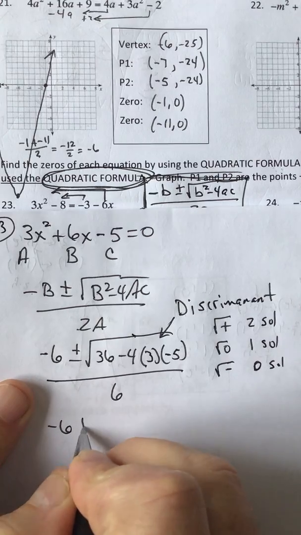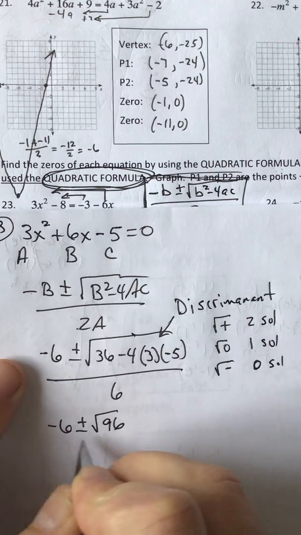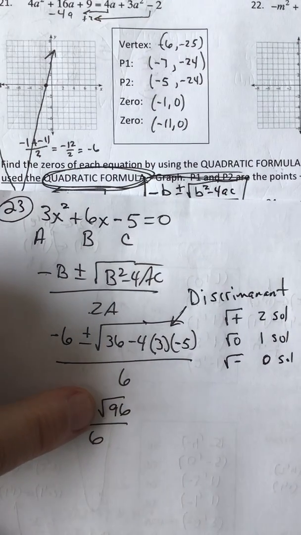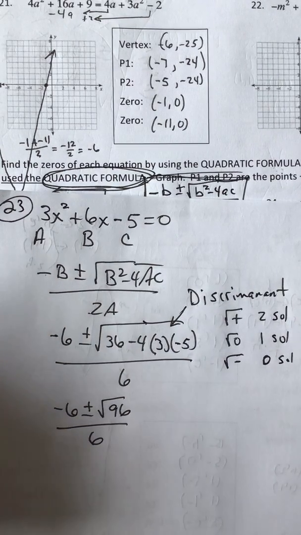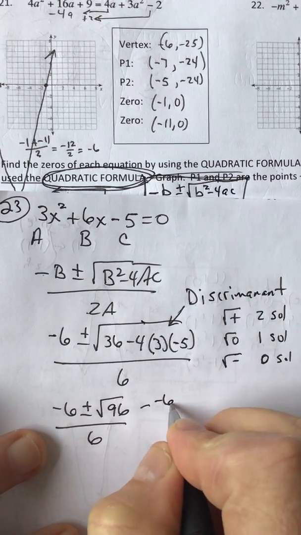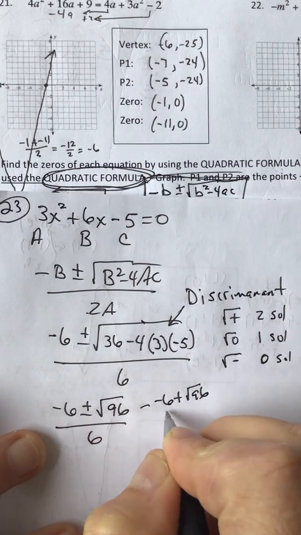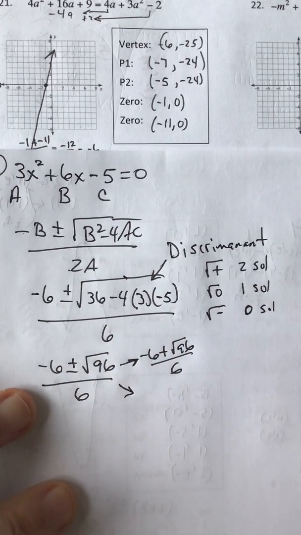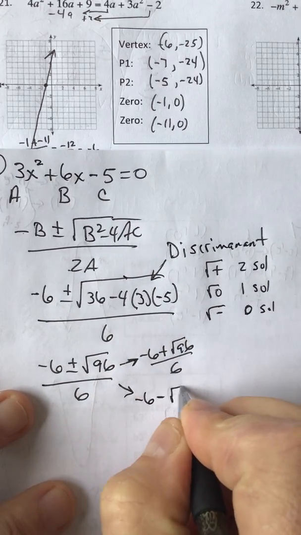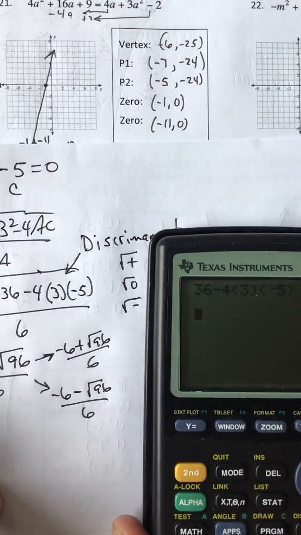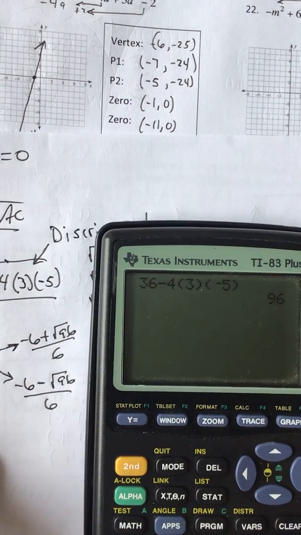So I have negative 6 plus or minus the square root of 96, over 6. Okay, the square root of 96 is going to give 2 solutions. So let's go ahead and see what that is. I'm going to do negative 6 plus root 96 divided by 6. That's going to be one of the answers. And I'm going to do negative 6 minus root 96 divided by 6. That will be the other answer.